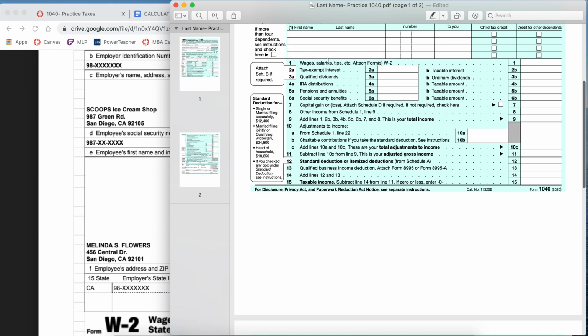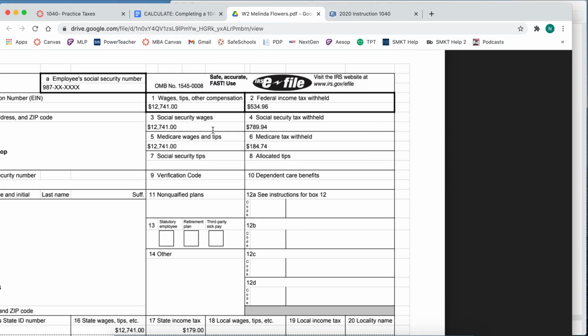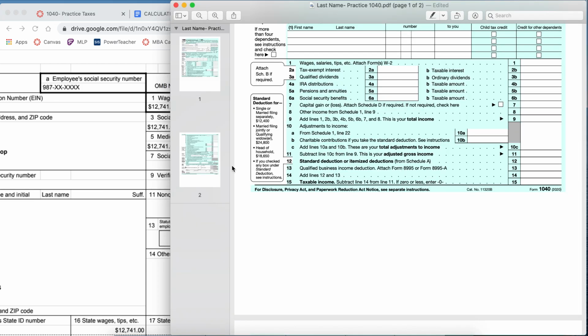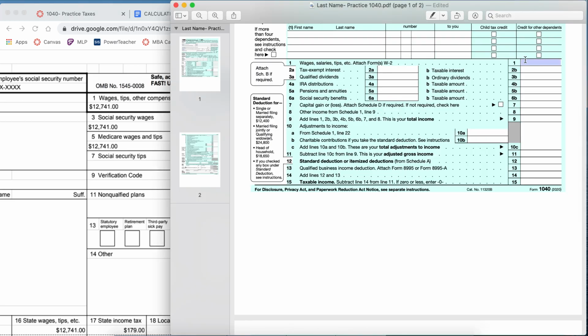So wages, salaries, tips, etc. And it tells us to look at the W-2, so we're going to go over here. And we're going to look at box 1, which says wages, tips, other compensation. And that number is $12,741. So that's what we're going to put in line 1.